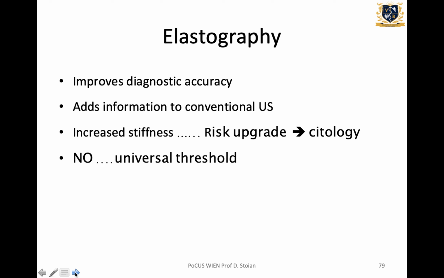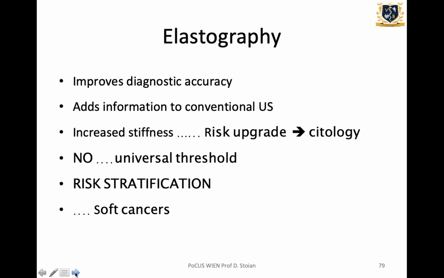There is no universal threshold, neither for strain nor for shear wave that is generally recommended. Please again remember risk stratification, interval of values, and not a yes or no type of decision. And do not forget that both in thyroid and in breast, there are still soft cancers that can be overlooked even by elasto.